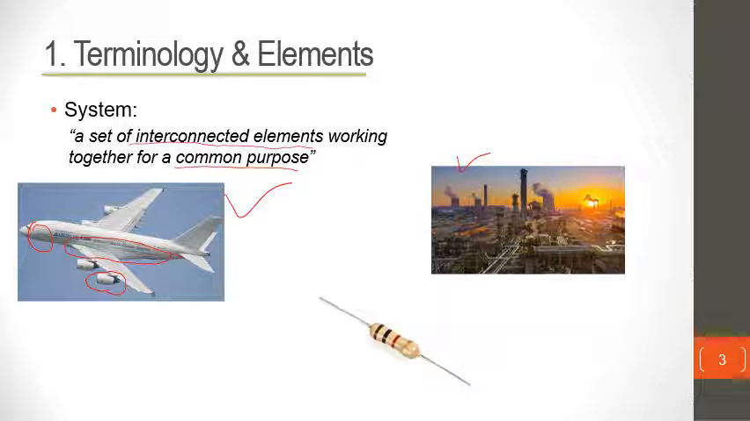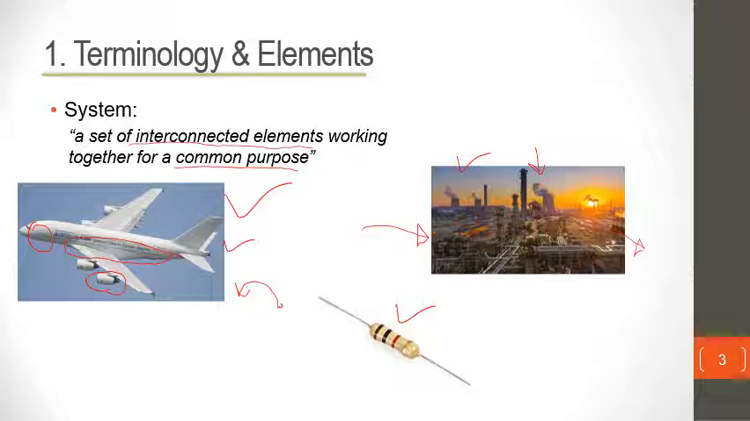A system, on the other hand, can be as simple as a resistor, in which case the system is a single element. In the example of an aeroplane, the purpose is to fly people from one point to another. So there is a purpose why the system is there. For a chemical plant, the purpose would be to get input in the form of a raw chemical and to produce multiple outputs out of that.